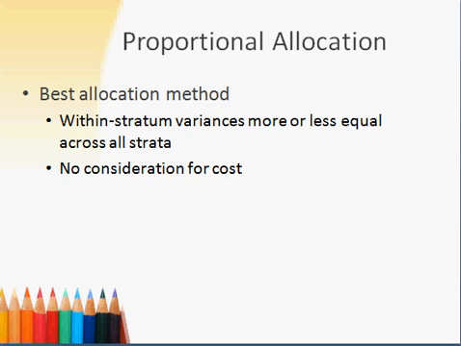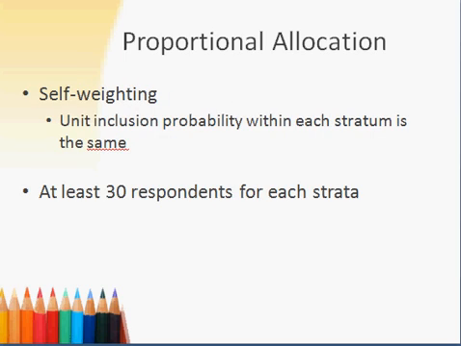As for the allocation method, we decided that proportional allocation is the best. Within each stratum, the variances are more or less equal across the strata. Also, there is no consideration for cost. Next, the proportional allocation method is self-weighting, so the unit inclusion probability within each stratum is the same. And the other important thing to point out is that we need at least 30 respondents for each stratum.